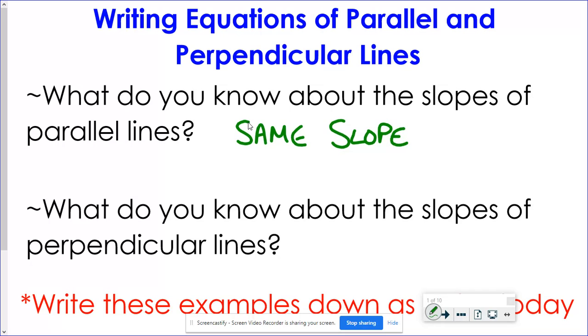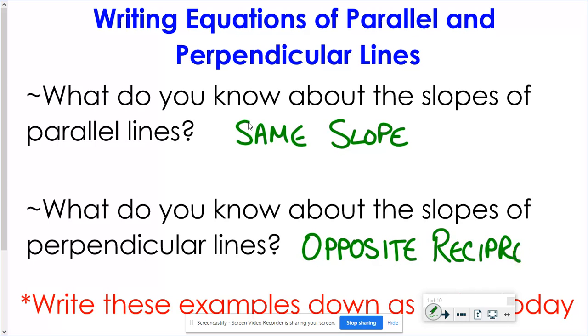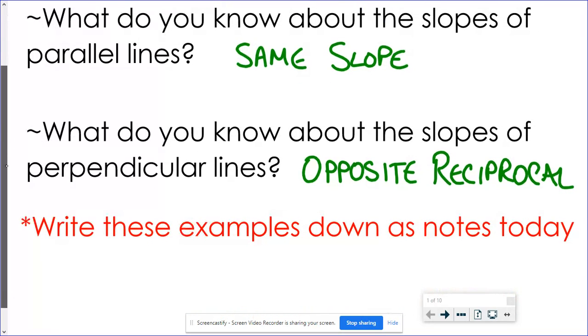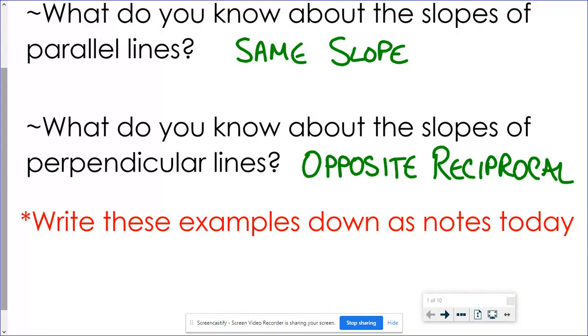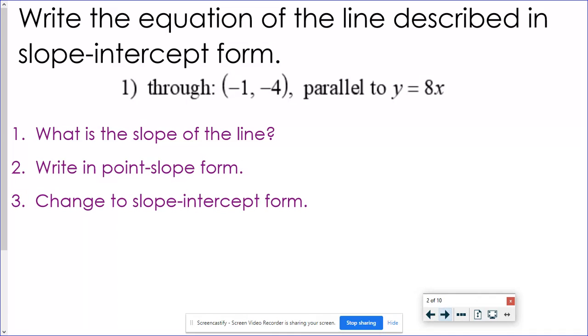And if they are perpendicular, that means that they have opposite reciprocal slopes. And remember, that means that they are different signs and we flip that fraction over to be the reciprocal. Okay, so today I would recommend that you write down several of these problems, several of the parallel ones and several of the perpendicular ones as notes, so you have some examples to reference as you're doing your own work today.